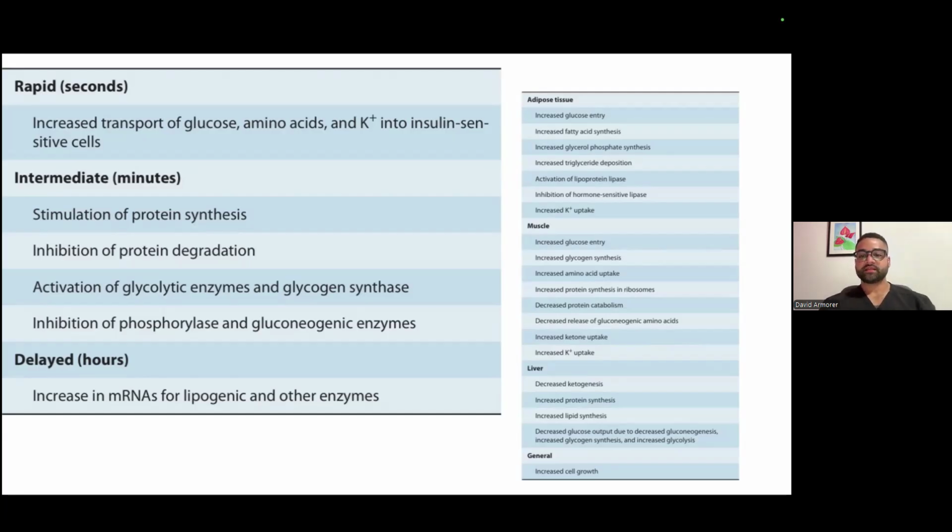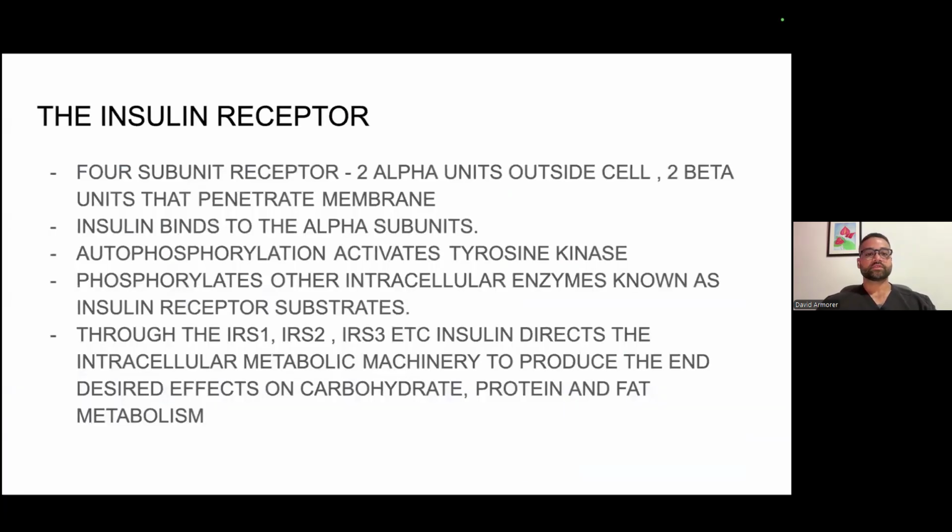Within the liver, there's decreased production of ketone bodies, as well as increased protein synthesis, increased lipid synthesis, and decreased glucose output due to decreased gluconeogenesis, increased glycogen synthesis, and increased glycolysis. And in general, there's increased cell growth. So this is how insulin exerts its effects through the insulin receptor.